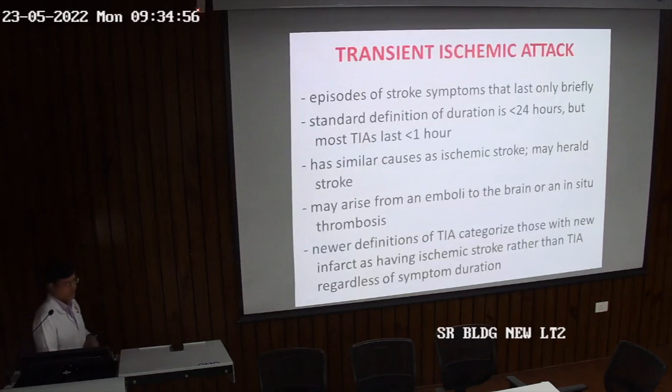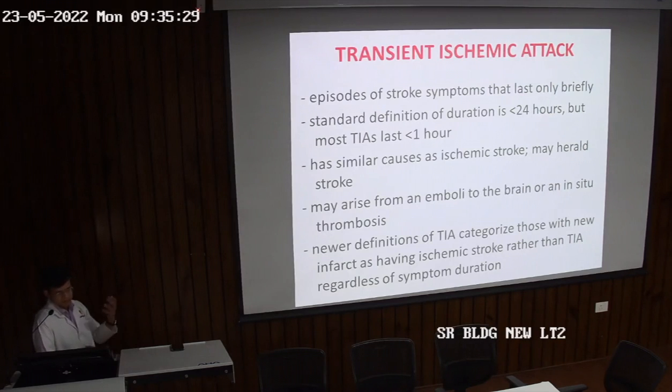Now a certain word about the TIA, that is the transient ischemic attack. So what is the meaning of transient ischemic attack? The patient is having an attack, but it is only transient, and the episodes of stroke symptoms last only briefly. The standard definition of duration is less than 24 hours, but most TIAs last less than 1 hour. So this patient is having a focal neurological deficit, but it comes suddenly and it disappears rapidly.